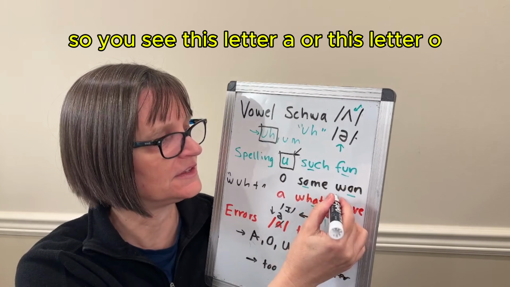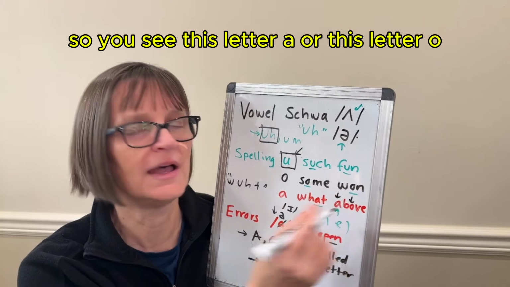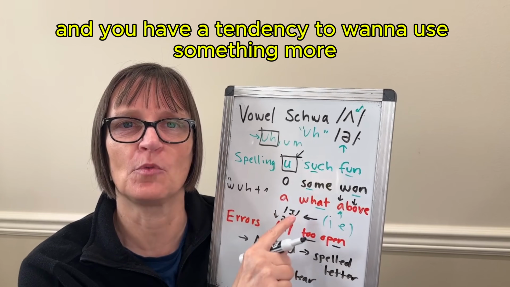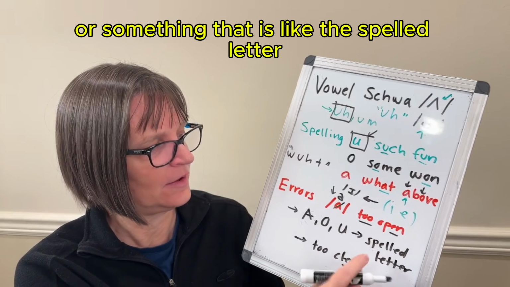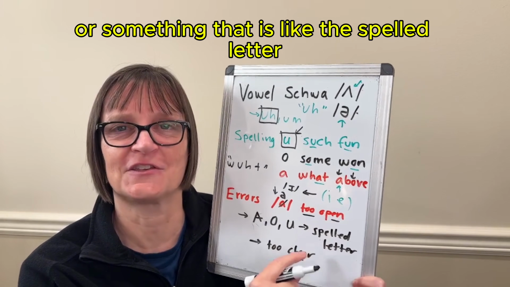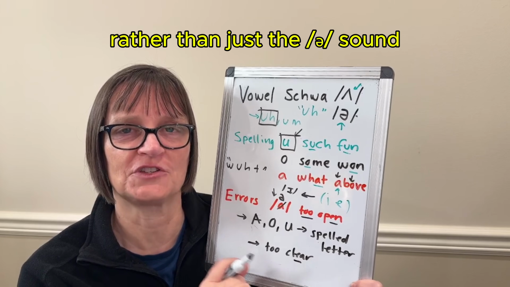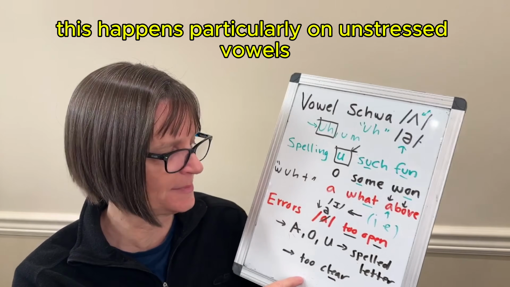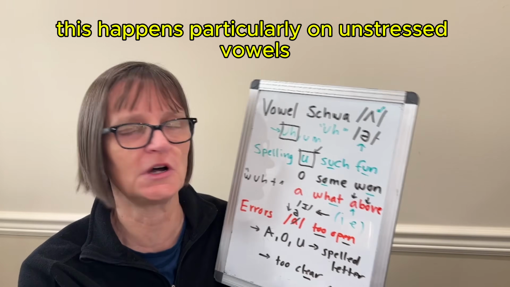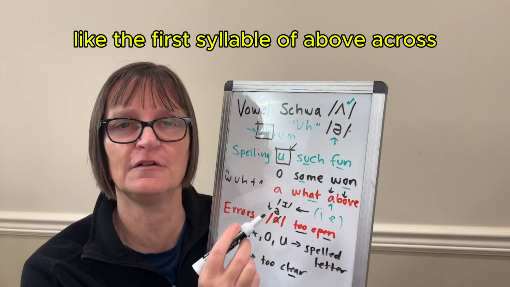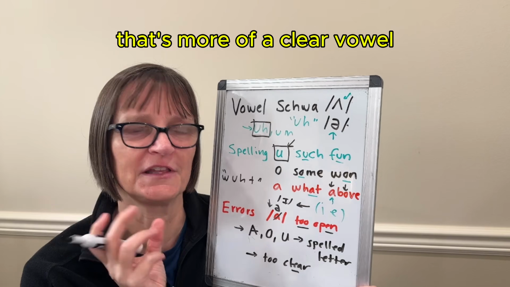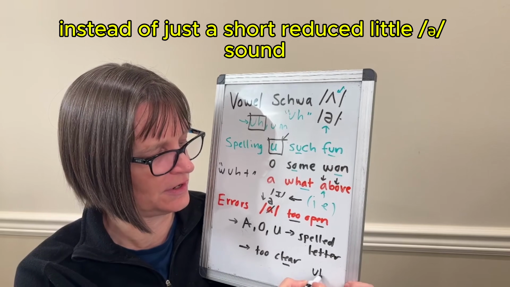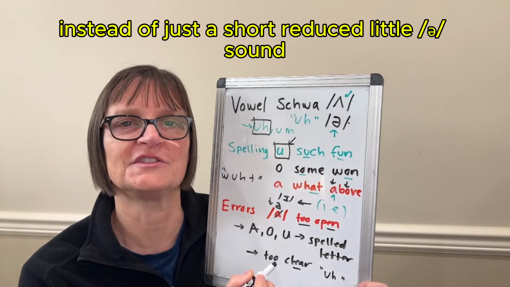So you see this letter A or this letter O, and you have a tendency to want to use something more like an ah or an oh there, a clear vowel, or something that is like the spelled letter rather than just the sound. This happens particularly on unstressed schwa, like the first syllable of above, across, again. You might be using something that's more of a clear vowel instead of just a short, reduced little uh sound.